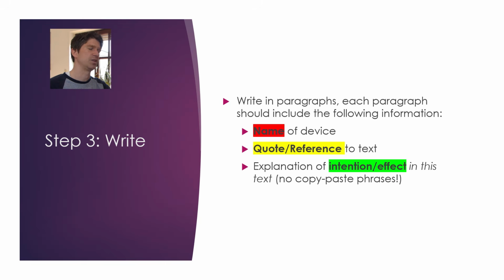So that means don't always write the speaker uses this device to make the text more interesting. Next device. The speaker uses this device to make the text more interesting. Of course, that's not completely wrong, but it's also not really completely right, and it doesn't really describe the very text you're reading here. To make that easier for you, I got an example here. Try to remember the colors I have here. So I have red for name of the device, yellow for quote or reference, and green for the effect of the explanation.